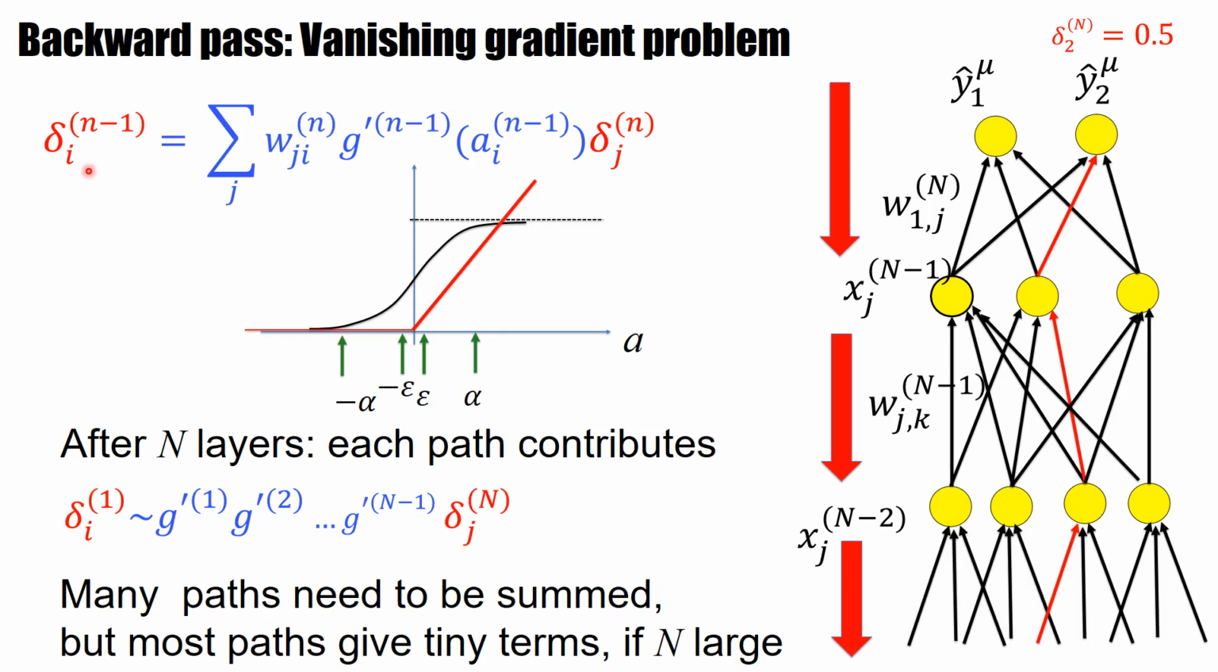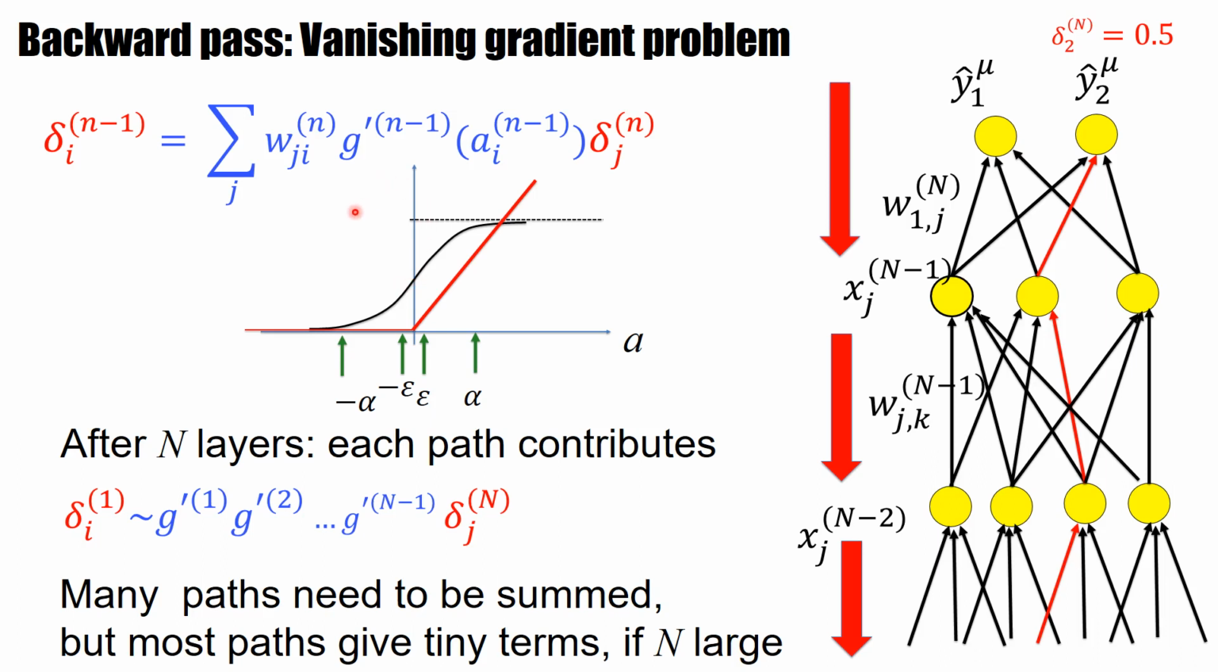The deltas in layer n-1 depend on the deltas one layer further up in layer n, and we sum over all weights that connect layer n-1 to layer n. But these sums are multiplied with the derivative g prime evaluated at the value. So if the activation is alpha, the g prime of this sigmoidal unit would be small. If it's epsilon, the g prime would be close to 1.